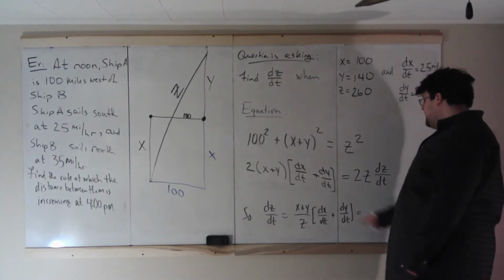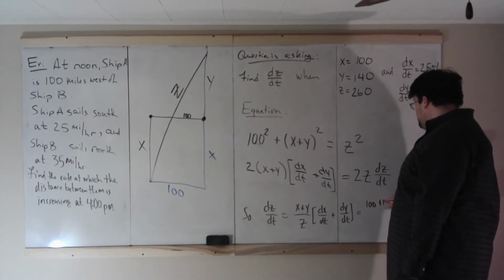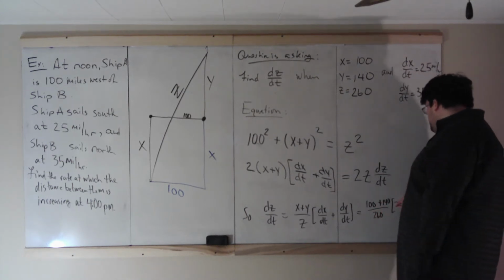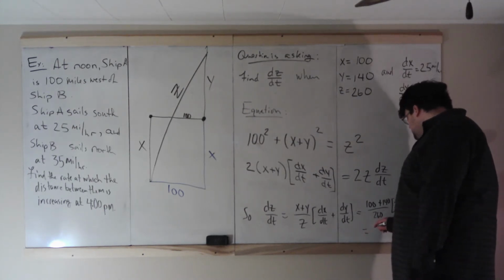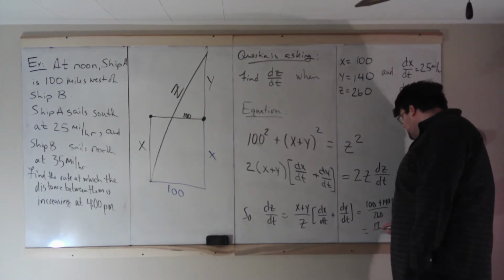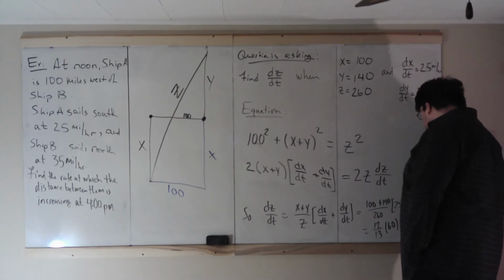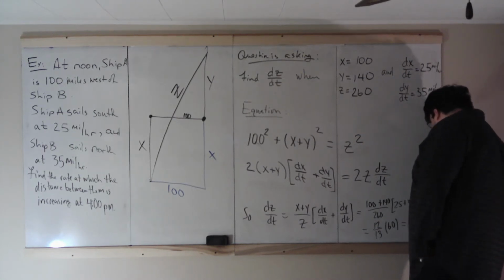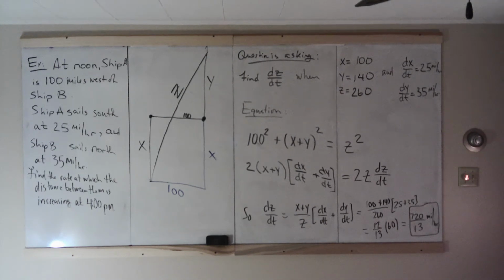And then you can substitute. I kind of like how that equation looks, so I solve for it. What do we get? We get 100 plus 140 over 260 times 25 plus 35. And what does this equal? Well, it equals 24 26ths, so 12 13ths times 60. 6 and 12 makes 72. And 13 does not cancel with 60 or with 12. So we get 720 over 13 miles per hour. That's how that's changing.